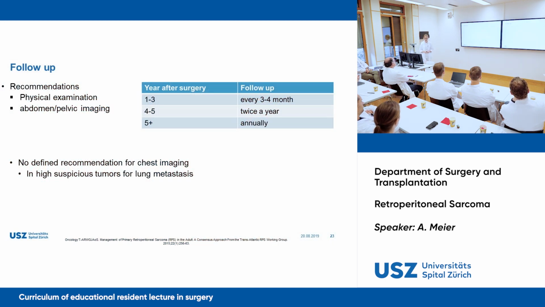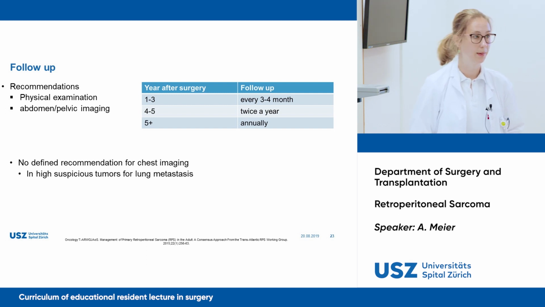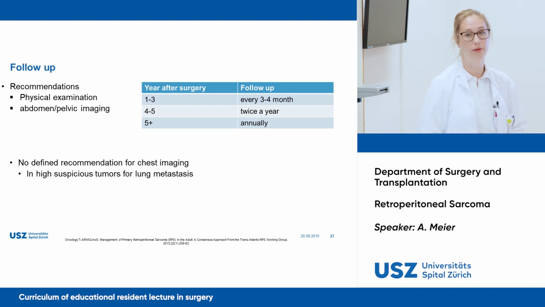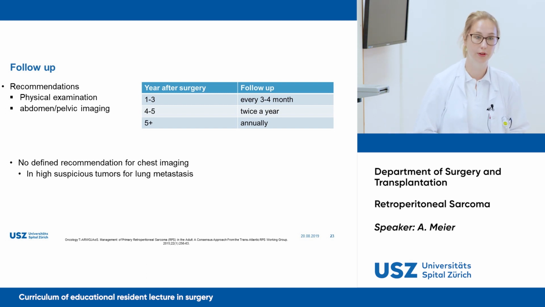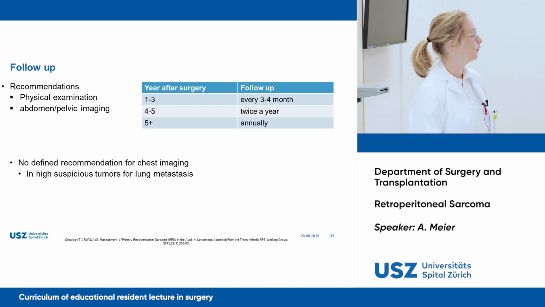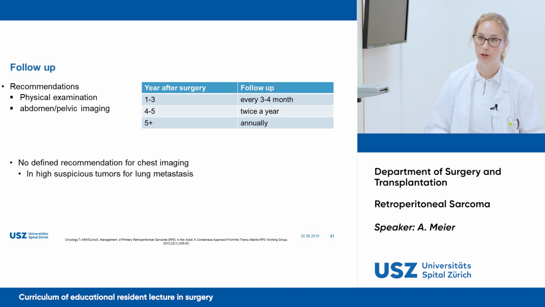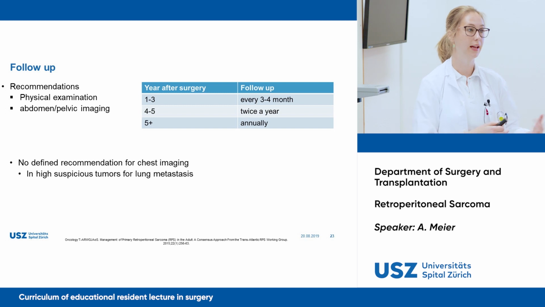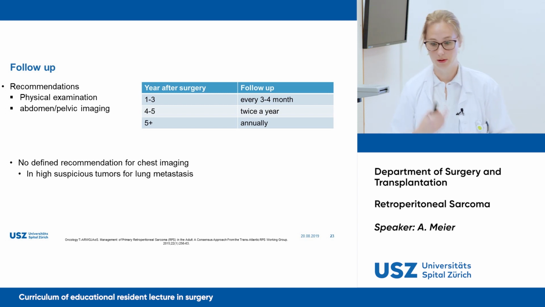The follow-up of these patients is recommended to do a physical examination and to do abdomen and pelvic imaging. This is more or less for the first 3 years every 3 or 4 months. Afterwards, if this is negative, we can go twice a year in the 4th and 5th years after surgery. And after more than 5 years, if nothing was found, we can go annually. But there is no defined recommendation for chest imaging. But in high suspicious tumors, high-grade tumors, and if there are any lung metastasis or any potential to metastasize, it's indicated to do also a chest scan.